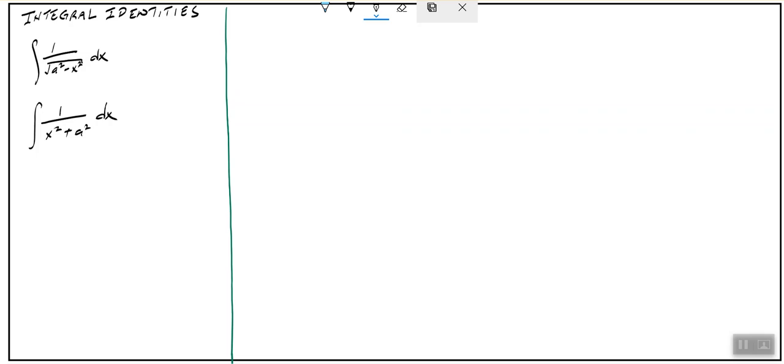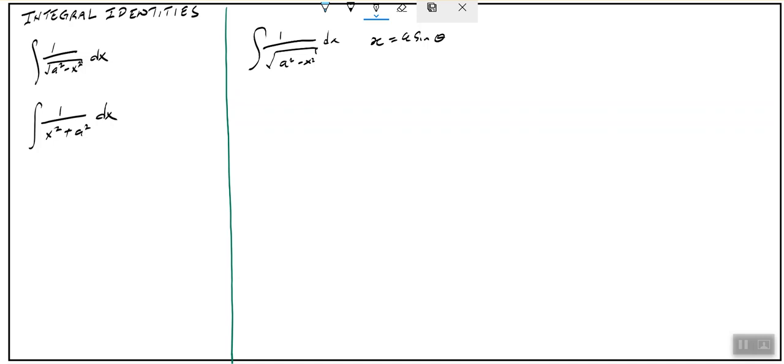So starting from the first one, we have 1 divided by the square root of a squared minus x squared dx. To find the solution of this identity, you need to do a substitution with a trig ratio. So we're going to substitute for x, a sine theta. You might be wondering how this came about.